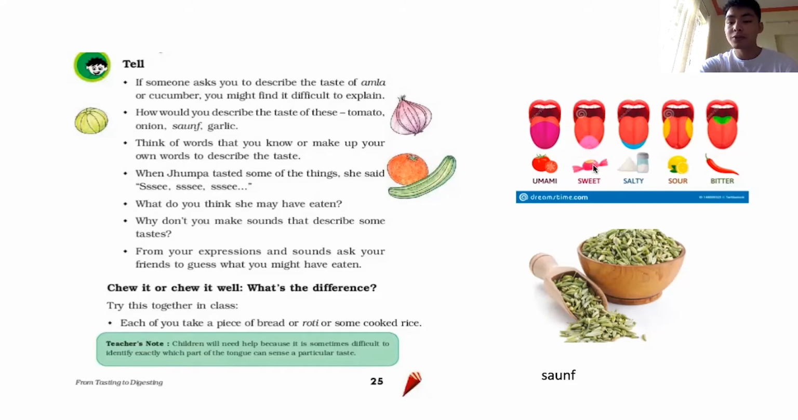Before I end the class with this category, you can try at your home and let us know. Snuff is for mouth refreshing. Also, we eat it after having Indian food in an Indian restaurant. They give us something to freshen our mouth.